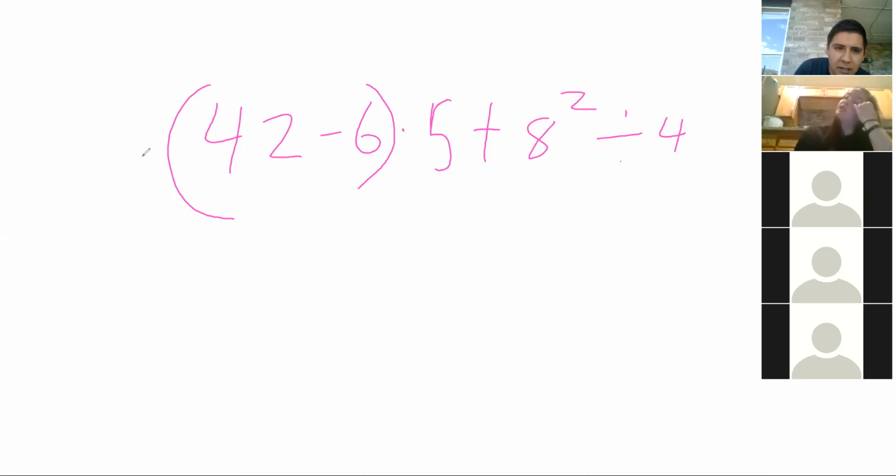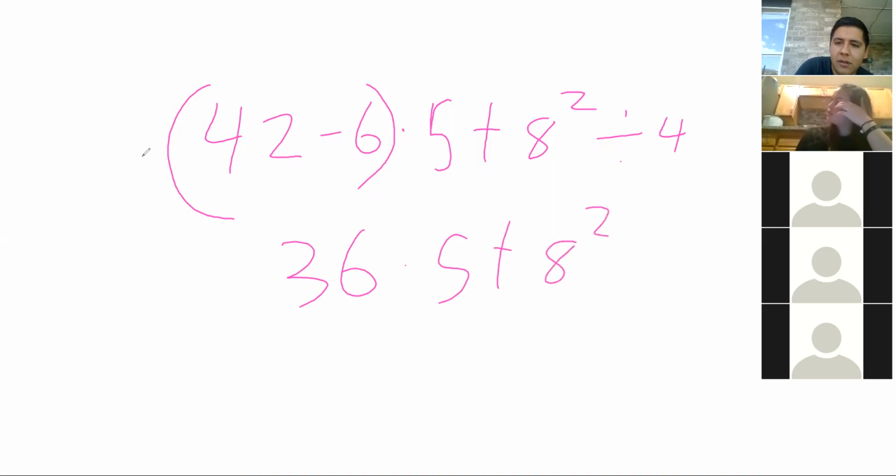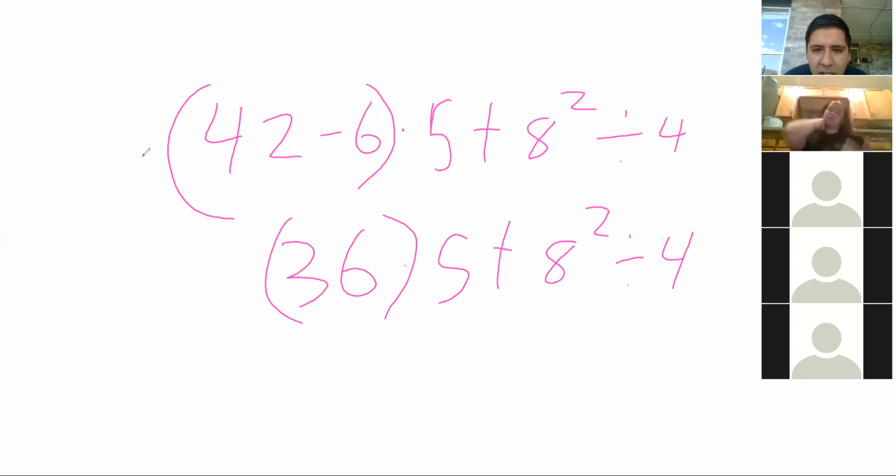So it's 36, right? The parentheses stay? They could stay technically, because that still means multiplication, right? But since we're done with the inside, that's okay. So now our order of operations resets.